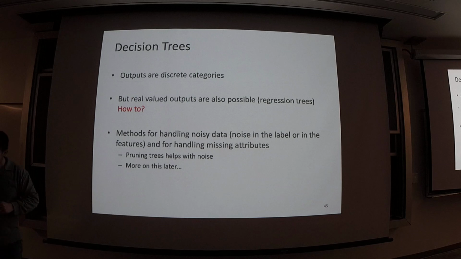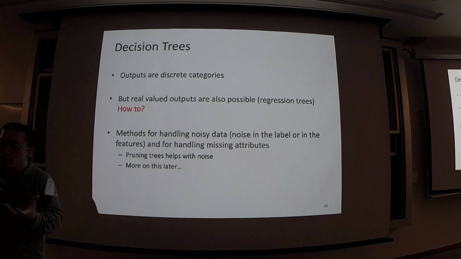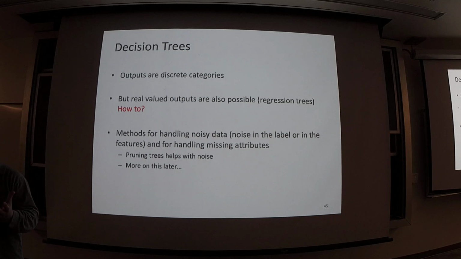So from the example, the outputs are just discrete categories, right? Same as intuitive, right? But what if my labels are continuous? Can we still do a decision tree? The answer is yes, but we need to change the stopping criteria a little bit.